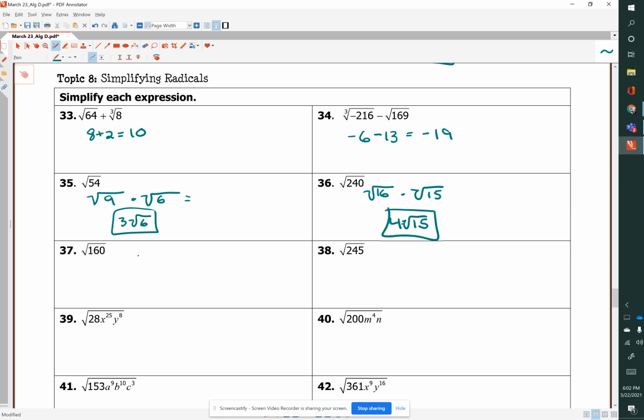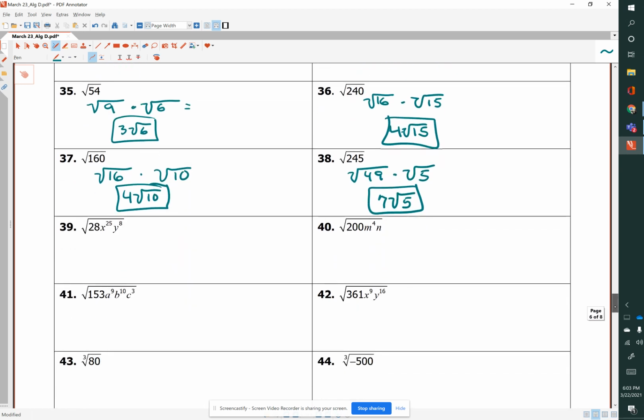Number 37, we have the square root of 160, which will be the square root of 16 times the square root of 10, which will be 4 the square root of 10. Number 38, the square root of 245. 245 is 49 times 5. So the square root of 49 times the square root of 5, which would equal 7, the square root of 5. Now, we've got some mixed examples.